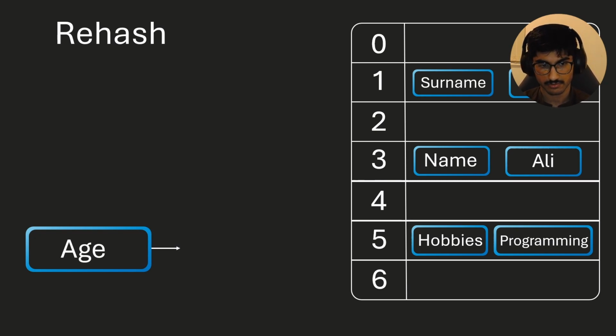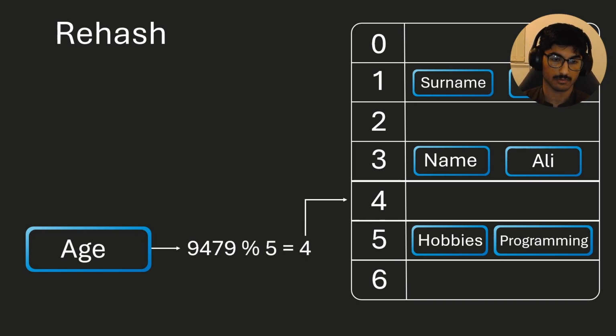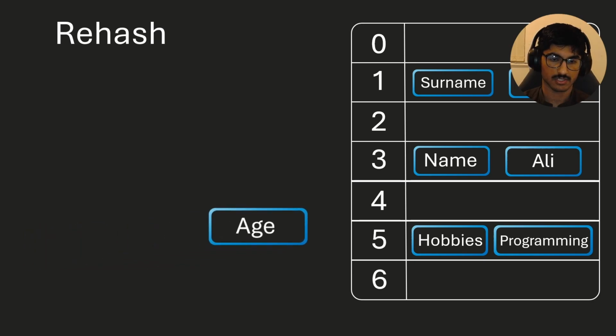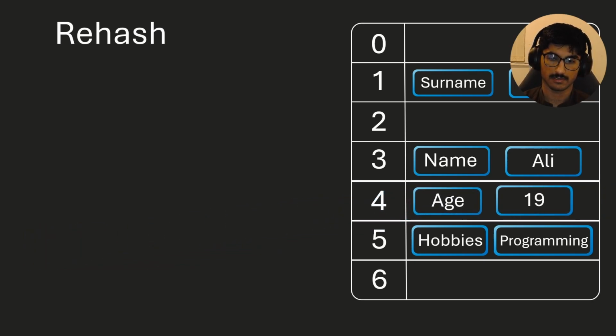Now if I try to hash the age key value pair again, or the age key, I get a hash of 9479. I run modulus 6 on it, that should have been a 6. It gets mapped to 4. So then I store the key age at 4 and the value 19 goes with it. So what happens is by making the hash table bigger, we have more indexes the hash value can be mapped to. So it reduces the chances of a collision occurring.